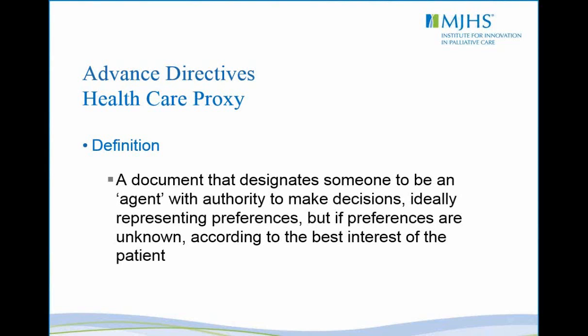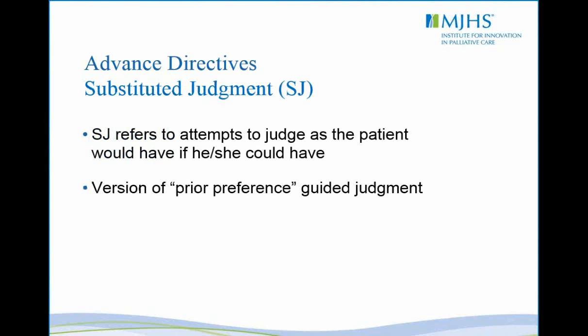So the healthcare proxy is a document, it's not a person, that designates someone to be an agent. The person is the agent with authority to make decisions, ideally representing the preferences of the patient, but if preferences are not known, acting according to the best interest of the patient. This is also a mistake that we see all the time: only a person with capacity can do that. Sometimes we see, well, maybe we can ask my mother if she wants to name me or this one. Well, the patient lacks capacity, she cannot do that.